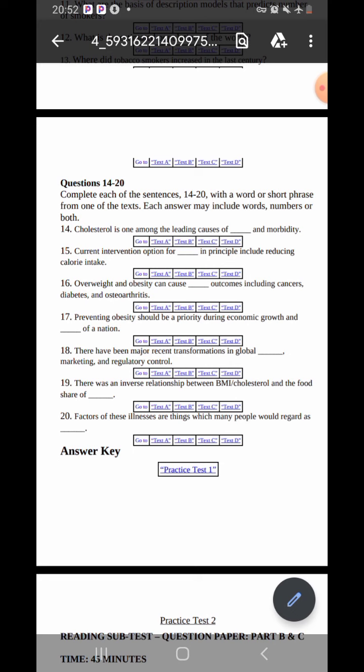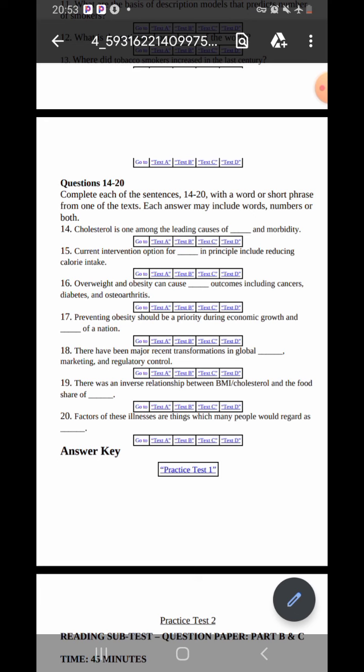So guys, here is the hack. Here is the trick. Here is the logic. For questions 14 to 20, what you need to do is to hold on to two keywords. Look for the two keywords in the question. The two keywords here are cholesterol and morbidity. These are the two keywords that you need to hold on to, and we're going to see how they are going to fetch us the answer real quick.